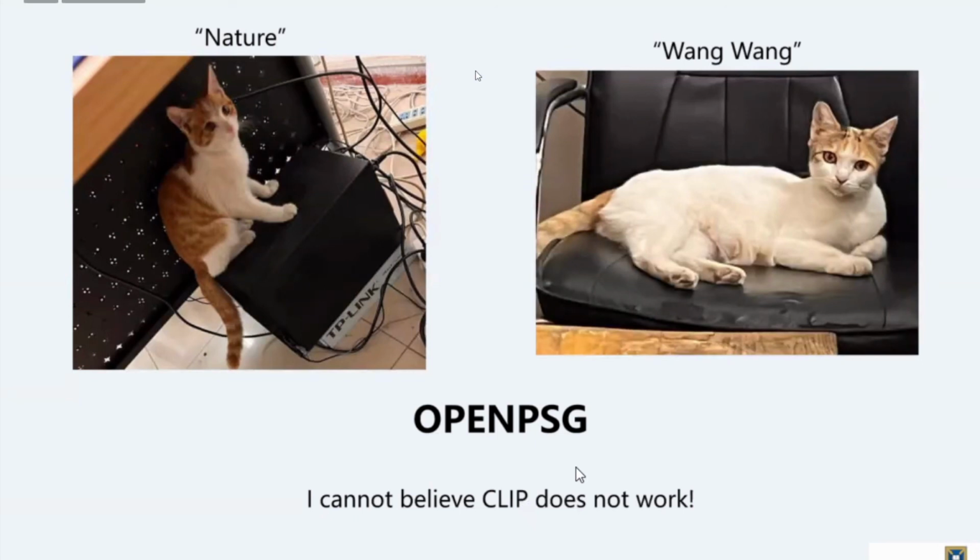Hello everyone, I'm Bizhe, and I'm a first-year master's student at the University of Queensland. Thanks to Jinkai for giving me a chance to share what I found on OpenPSG. Today my topic is: I cannot believe CLIP does not work. By the way, these are two cute cats in my lab.